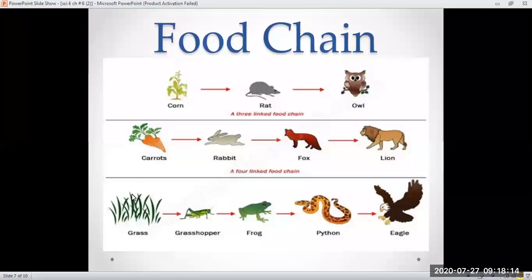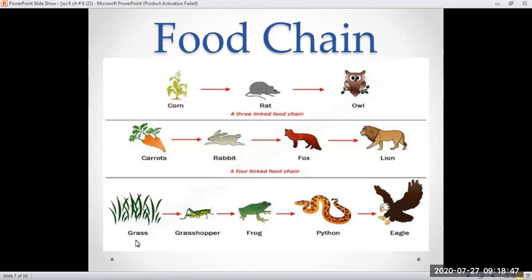In the second food chain, here is a four-linked food chain. Carrots were eaten by the rabbit, and the rabbit was eaten by the fox, and in the end, the fox was eaten by the lion. This is a food chain. Here you see that first energy is transferred to the rabbit, then this energy is transferred into the fox, and then later the fox's energy is transferred to the lion when he eats the fox.